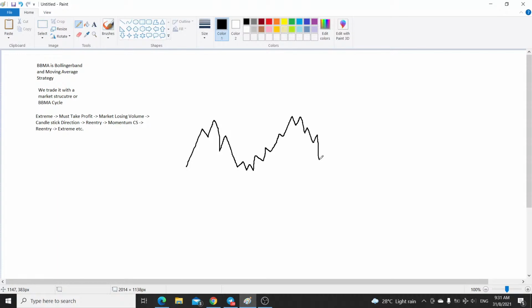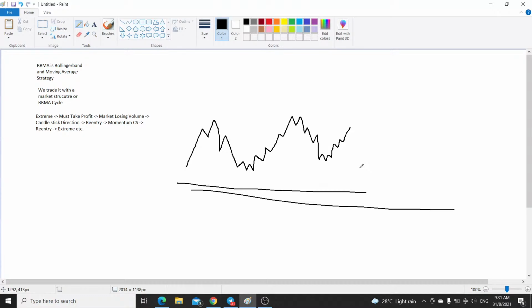Okay, you can see on the chart just now, right? This is your extreme MHB, then maybe your candlestick direction here, then momentum re-entry, then you have your MHB extreme again. Okay, this is extreme buy, this is extreme sell. Okay, the re-entry buy here again, so this is the structure here.